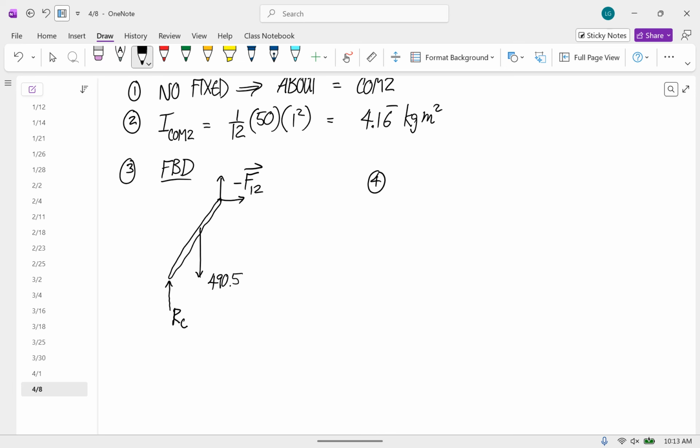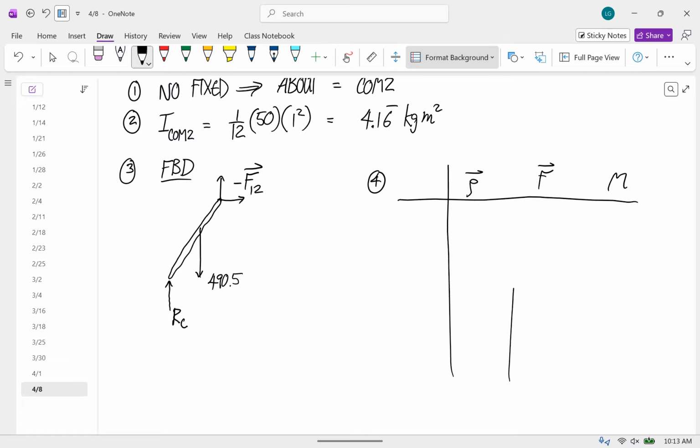And now we'll go to the table. Rho, force, moment. Okay, so this time, remember our about point is here. So I'll start with the weight force. The rho vector is 0 because that force is at the about point. The force is 0, negative 490.5. Cross product is 0.